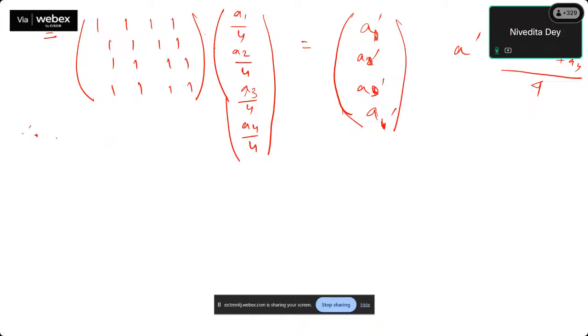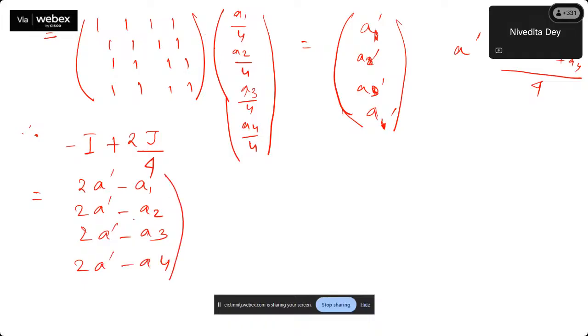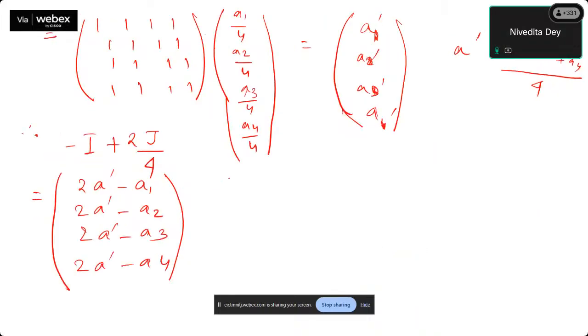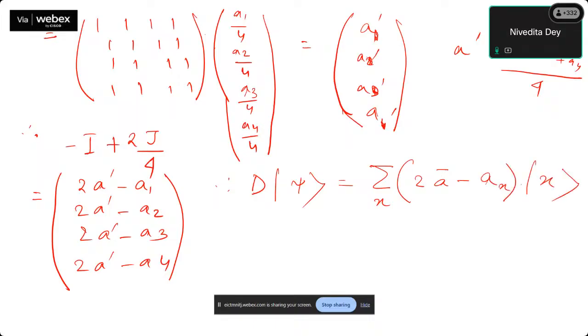So that means now if you do minus I plus 2J by 4, we'll be getting exactly the same thing, 2A bar minus A1, which was the same value that we were trying to get here. So in generic terms, if D is applied on any arbitrary state psi, where here we have taken A1, A2, A3, A4, it will be the sum over x of 2A bar minus the respective amplitude Ax, times ket x.